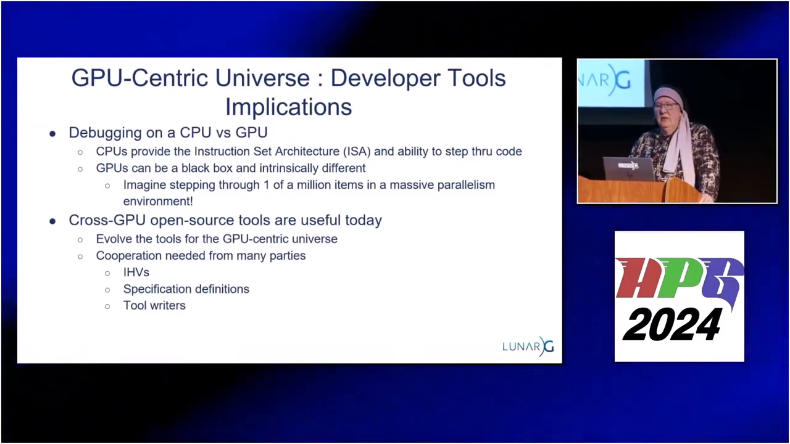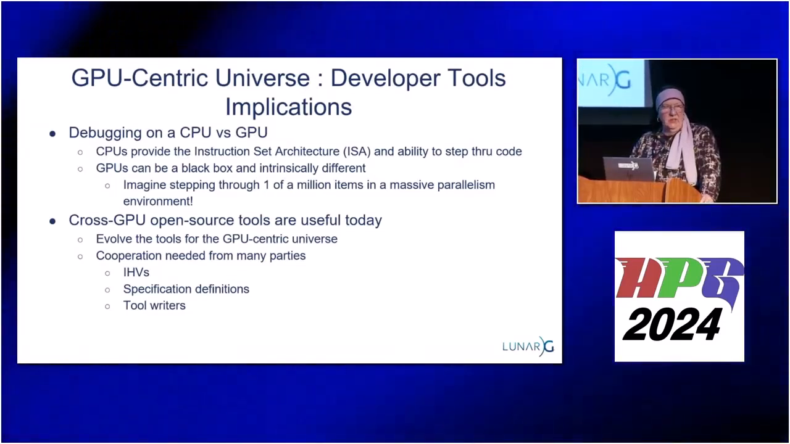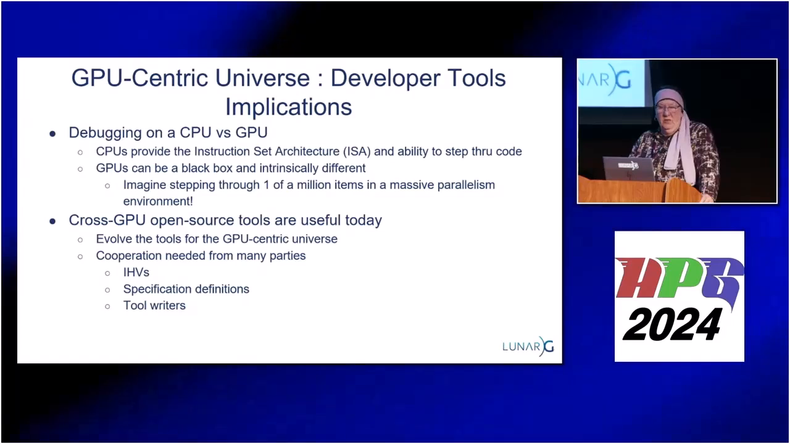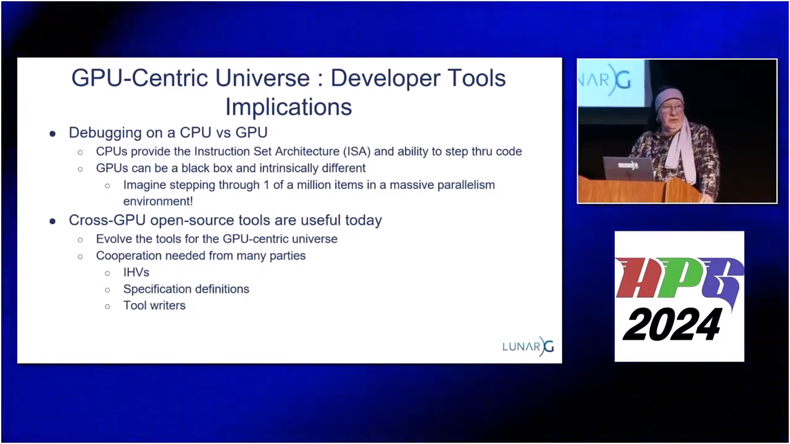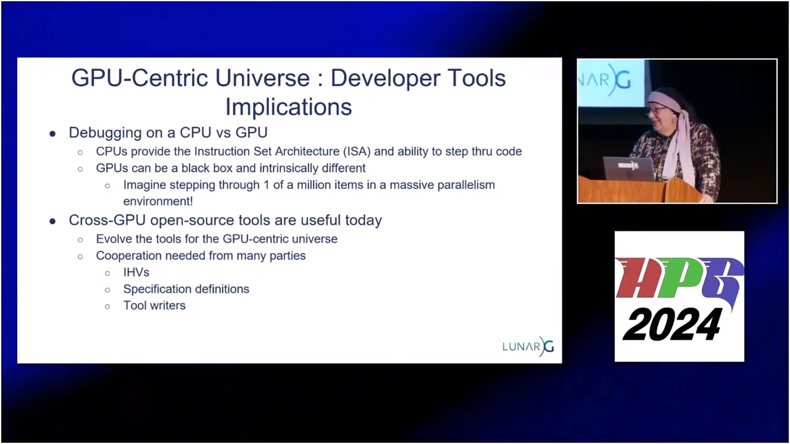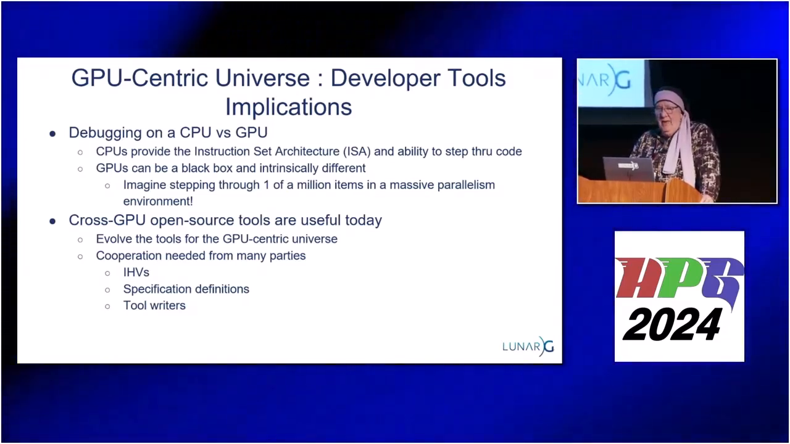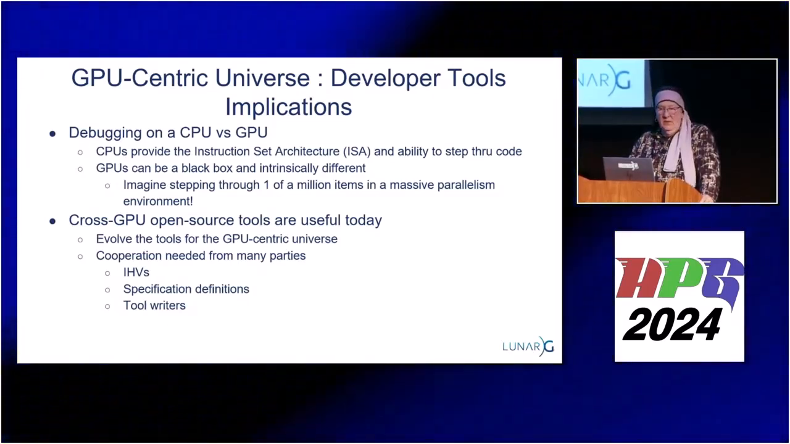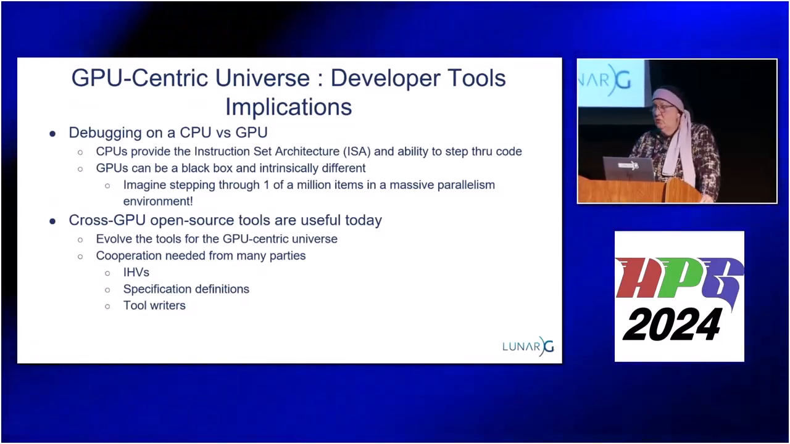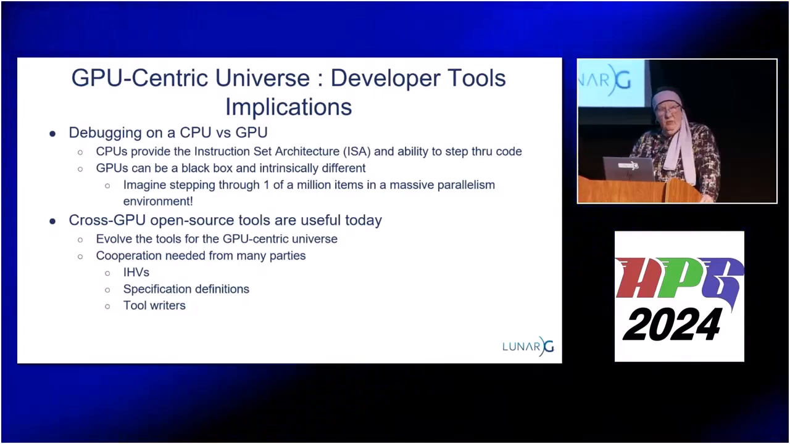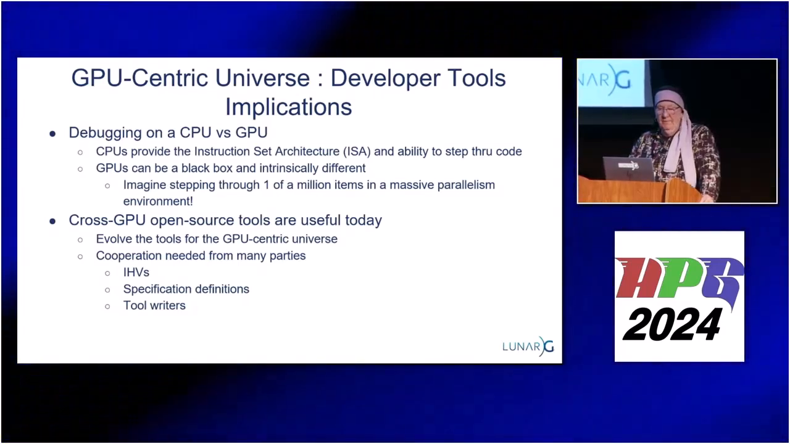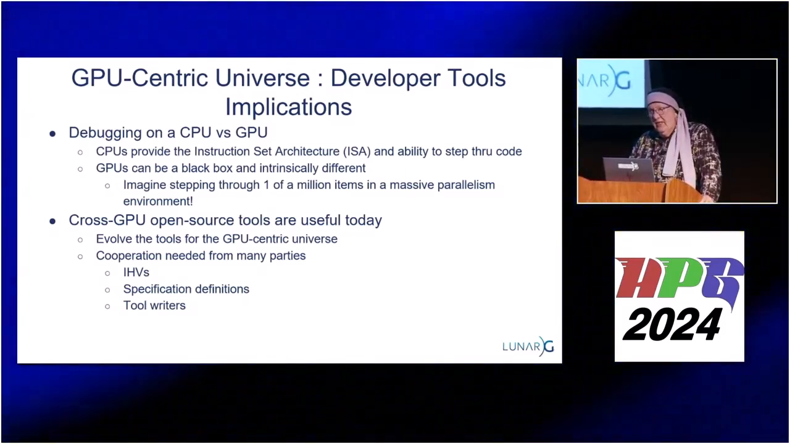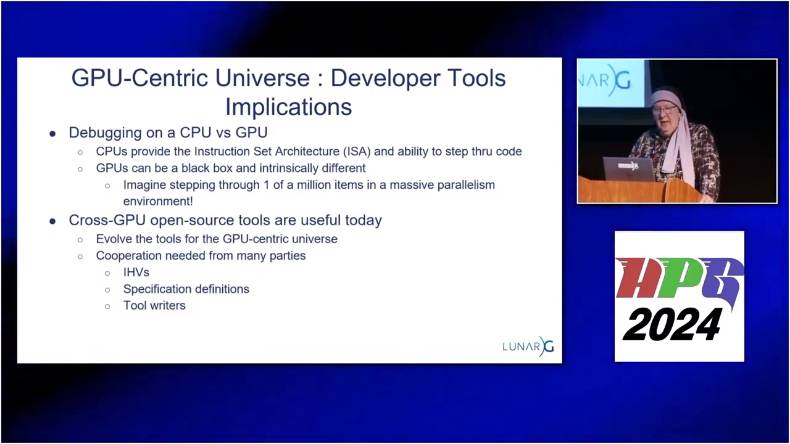So think about the challenges or implications for developer tools in a GPU-centric universe. Debugging on a CPU versus a GPU. The CPU, you have your instruction set architecture and you can step through the code. GPUs can be a black box, and they're just intrinsically different. Could you imagine stepping through one of a million items in a massive parallelism environment? So the cross-GPU open source tools that we have today, they're very useful, but they will need to evolve for this GPU-centric universe. And this evolution will need to come from a cooperation between the specification designers, the IHVs, and the tool developers.